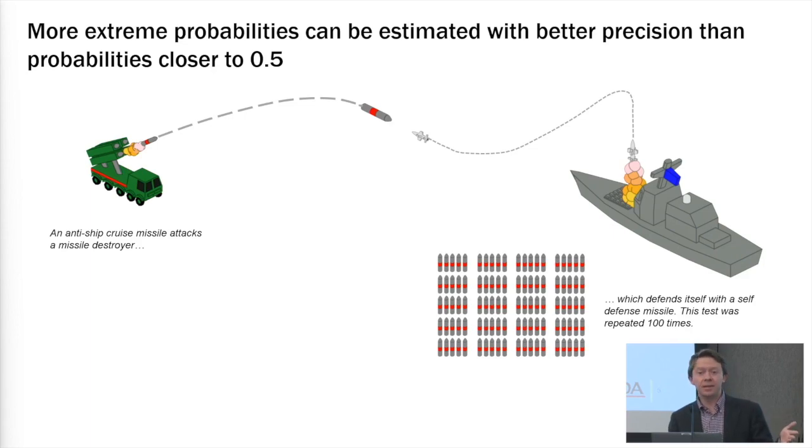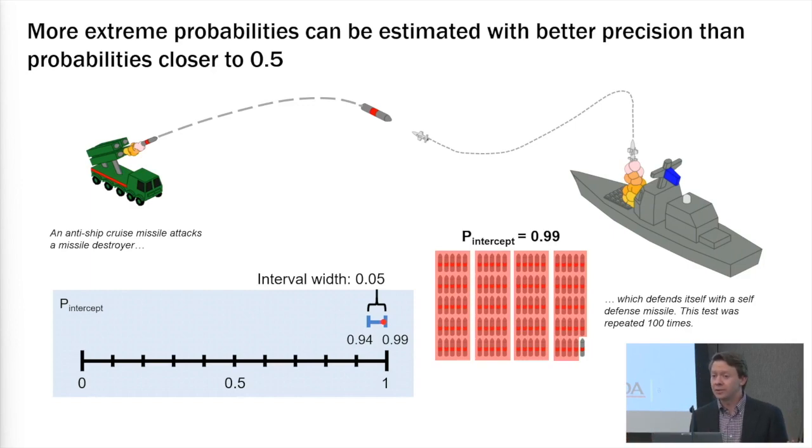So let's say the interceptor performs very well. It has a very high probability of intercept, 0.99, 99% of the time it intercepts the anti-ship cruise missile. In this case, you can see that the point estimate is 0.99, but the width of the confidence interval, which you can think of as the noise in this estimate, ranges from 0.94 to 0.99. So it's a width of 0.05.